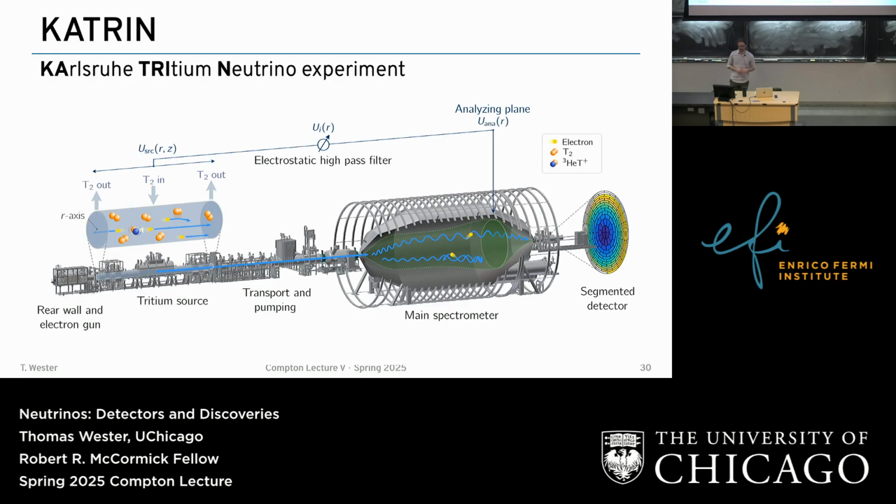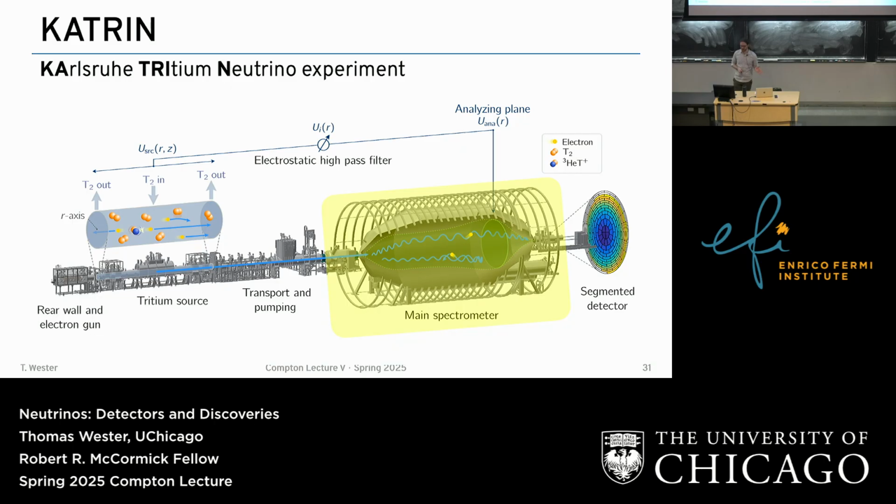Okay, so the experiment that is designed to do this is called Katrin. It's in Germany. It's the Karlsruhe tritium neutrino experiment. And it looks like this. It's a big line of mostly magnets and cleaning for filtering. But it all starts here at the tritium source. So tritium atoms decay here, and then they are transported along this line into this huge thing called the main spectrometer.